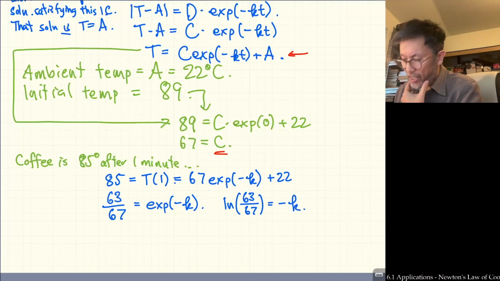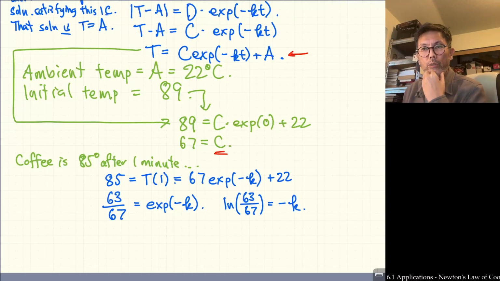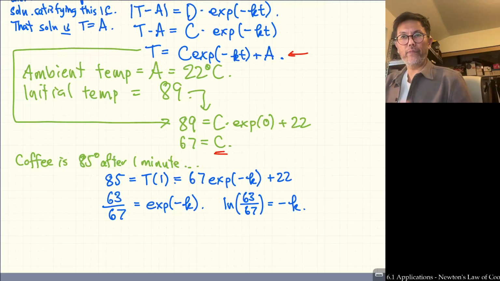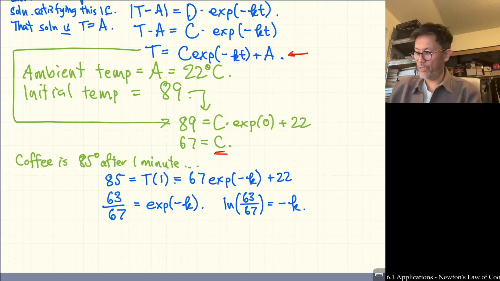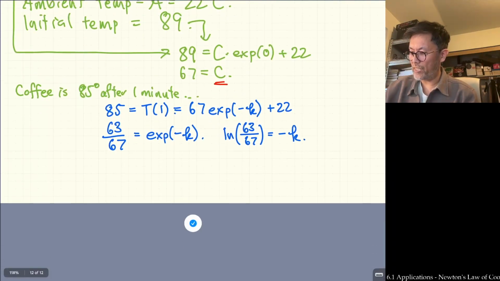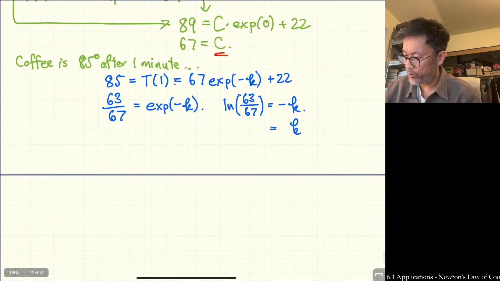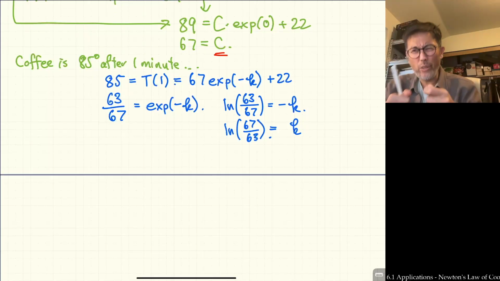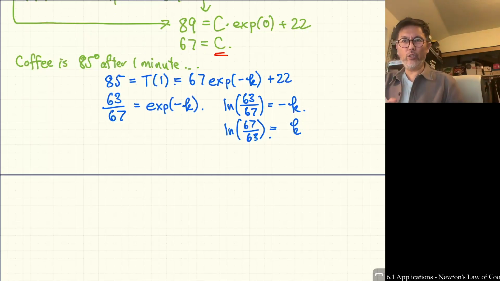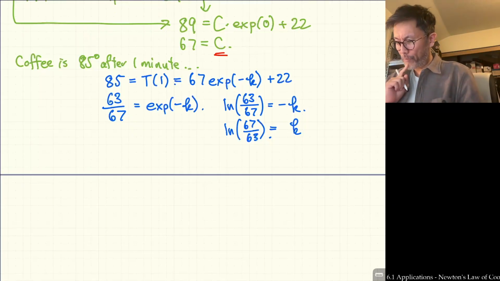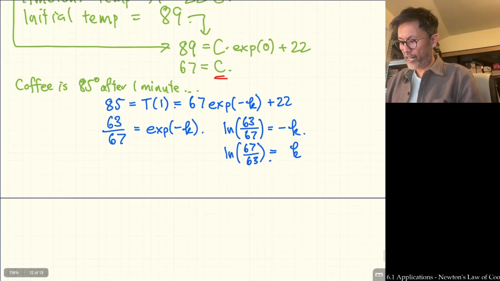And that's negative k. Now I'm going to multiply both sides by negative 1. Don't forget, if you have a number in front of a logarithm, you can move that number into the power position. So I can solve this equation just by doing this. K is equal to the natural log of 67 over 63. Think through that. If that one gives you trouble, ask me about it, okay? But anyway, this is correct.